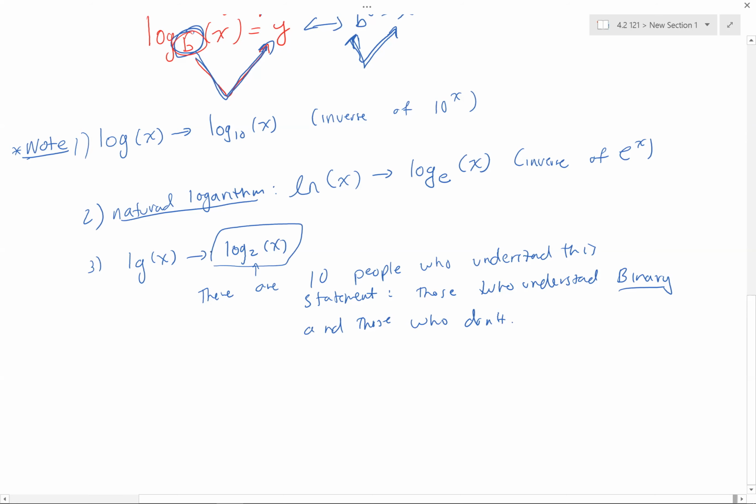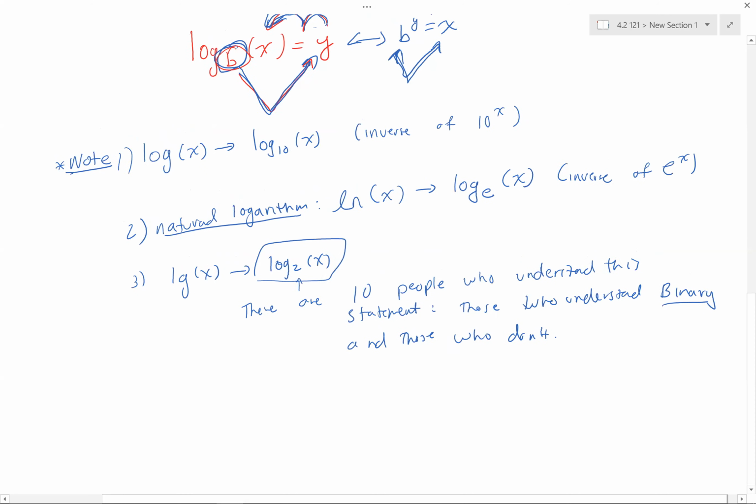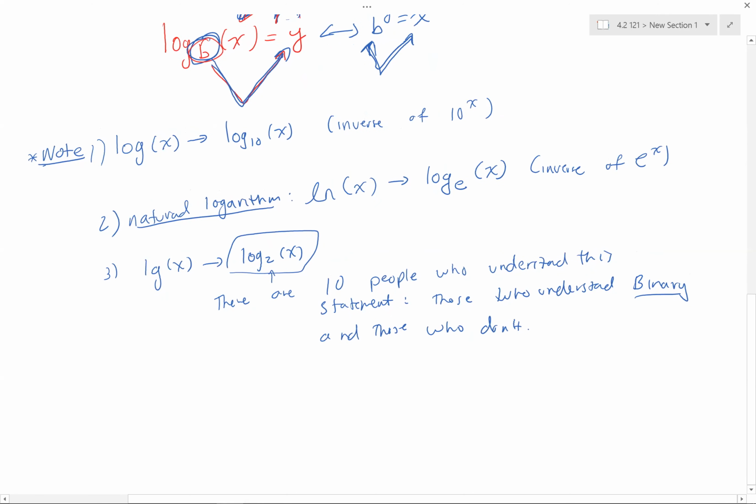Okay, so I would take a look at that. I would look that up on Google if you're interested in computer science, but other than that, we're not really going to be using that. So the first two here are really what we're going to be using as definitions. We have to know that log without a base is log base 10, and log that has an ln is log base e.